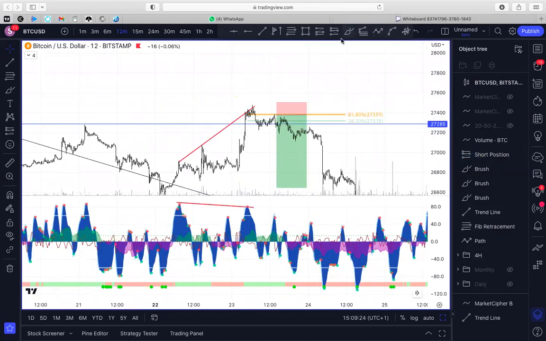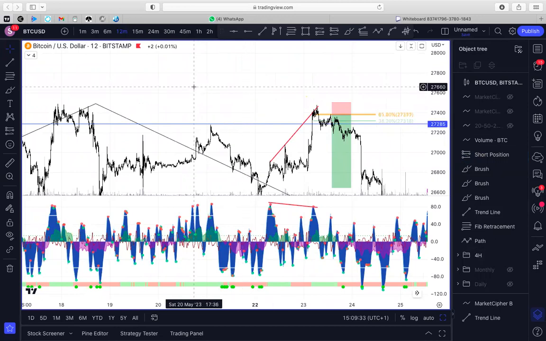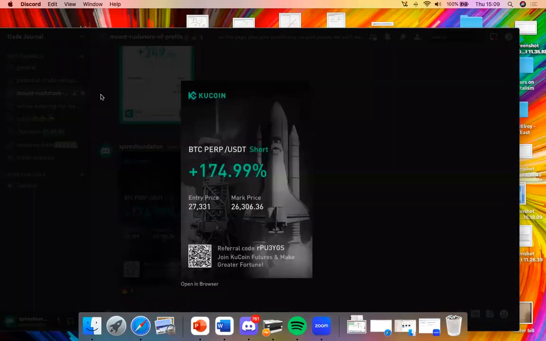And it played out really well. And just to prove that I'm not just making all this up, this is obviously something that is recorded in my Discord as well. This is something you can see if you look at my Discord trade journal. You can see that my entry price was 27,331. And I'm not exactly sure where I exited. Well, yeah, it says it right there. So my exit price was 26,300.